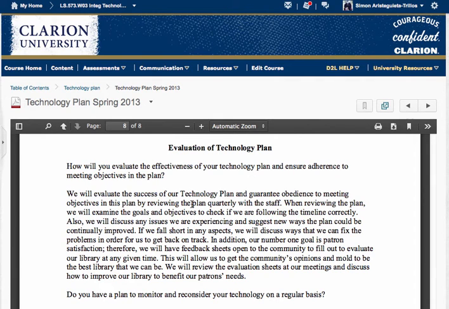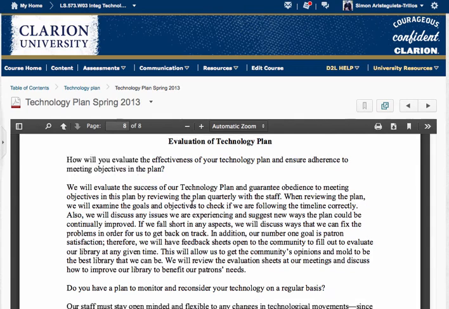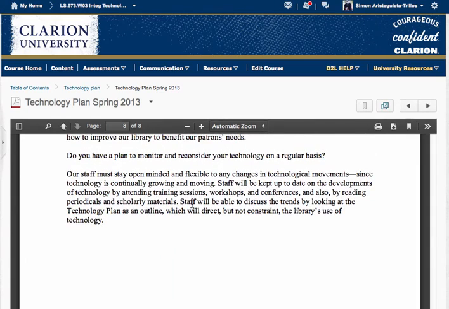So I think the project is very simple. If you have any questions, please let me know. But I think with this quick overview of what you have to do for your technology plan, you will have a pretty good idea of how to develop it.